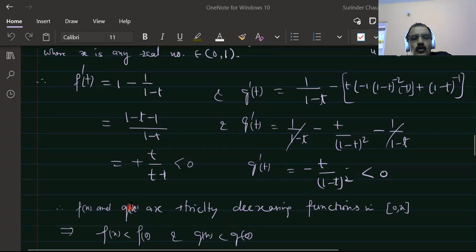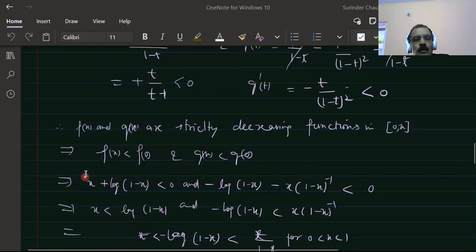Now both the functions f(t) and g(t) are strictly decreasing functions in this interval. You can check it also there. So that means this is equal to f in this interval 0 to x, open-closed interval.